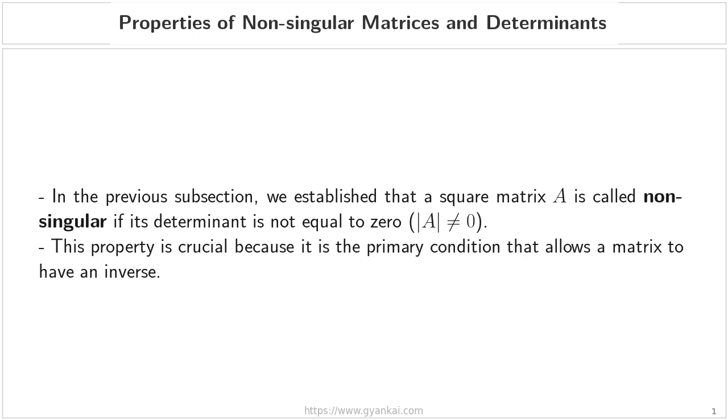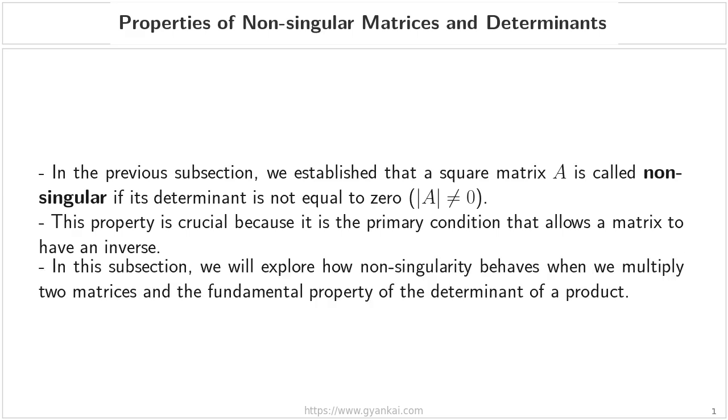Now, why does this specific condition matter so much? Well, it is absolutely crucial because this is the primary requirement that allows a matrix to have an inverse. Without a non-zero determinant, we simply cannot perform certain essential operations. So, moving forward into this new subsection, our goal is to see how this property of non-singularity behaves when we start multiplying two matrices together. We are also going to explore a fundamental and very powerful property regarding the determinant of a product of matrices.